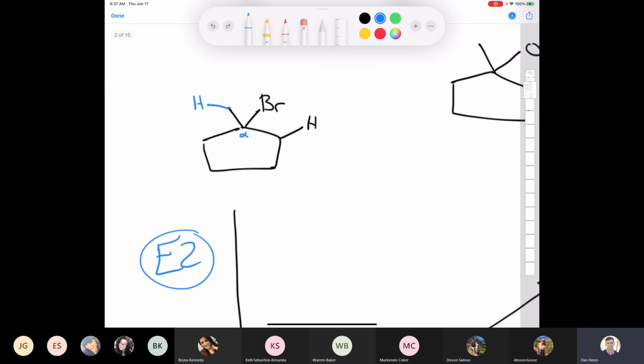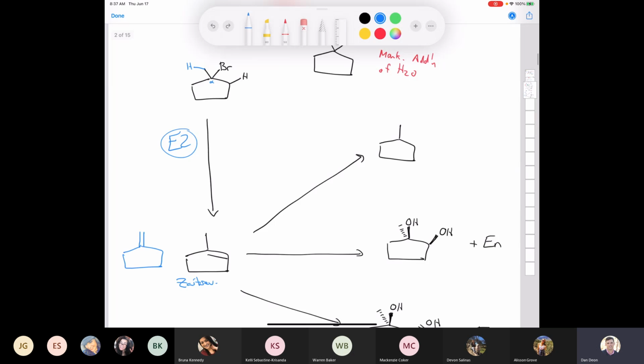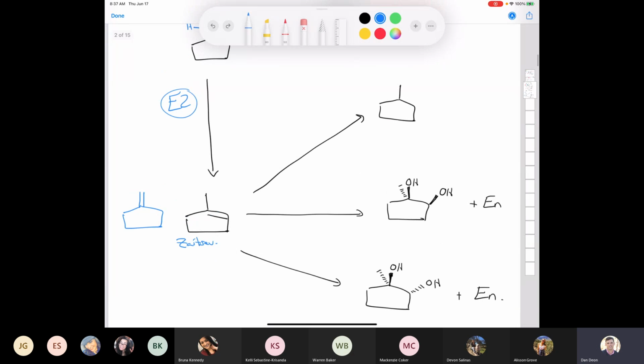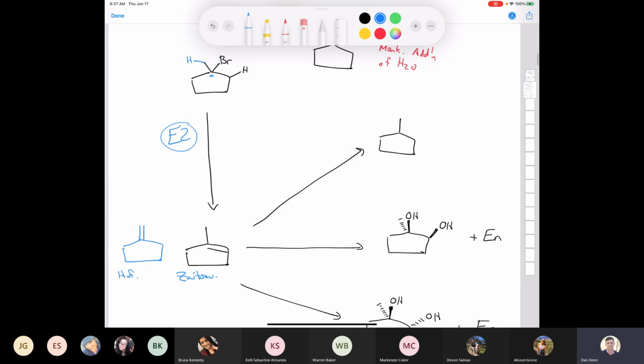And if you pull off the one in blue, you end up with the double bond here. The one that's pulled off in blue gives you the Hofmann product. And the one that is more substituted is called the Zaitsev product. So if we want to make the Zaitsev product by an E2 reaction, we're going to use what?